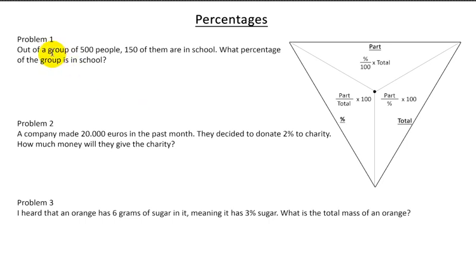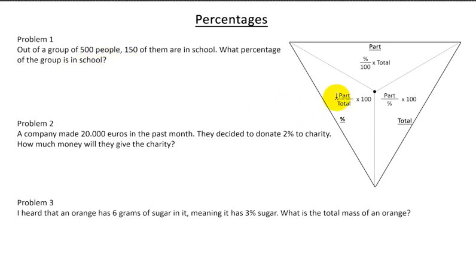So let's try to think about this problem, okay? It says out of a group of 500 people. That means that the entire group, the whole group, is 500 people. And it says 150 of them are in school. So that's a part of the group. It's not the whole group. This basically means that the part is 150 and the total is 500.